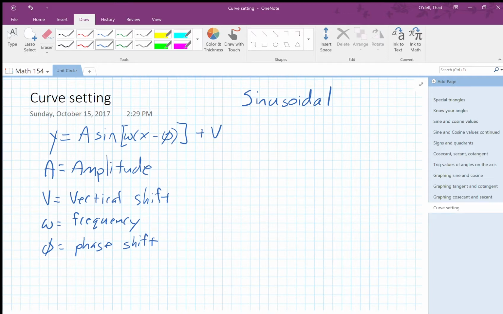So today, in this video, we're going to talk about what I call curve setting, or sinusoidal curve setting. Sinusoidal is just a word that means you're going to use a sine or cosine equation to fit the curve. This is used if we're trying to take an equation of sine or cosine and graph it, or if we're looking at a sine or cosine curve and trying to write the equation for it.